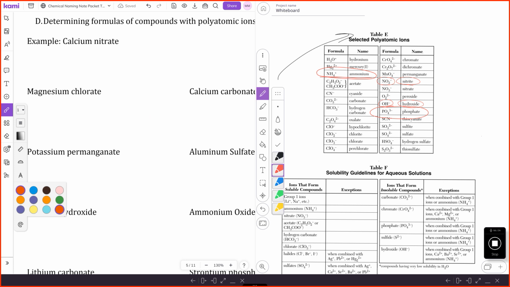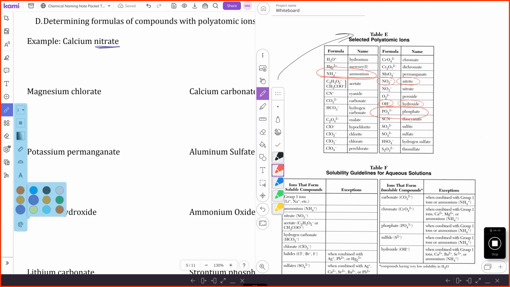Down here, I'm going to do 2 examples, maybe 3 for you. The first one is calcium nitrate. Now, here I see this is nitrate. What we would normally see, if it was just one element, is it would say nitride. So I know that if it doesn't say nitride and it says nitrate, this is a special case. And special cases come from table E.